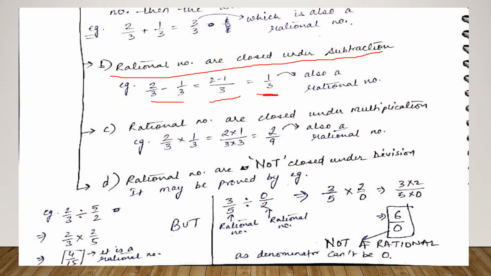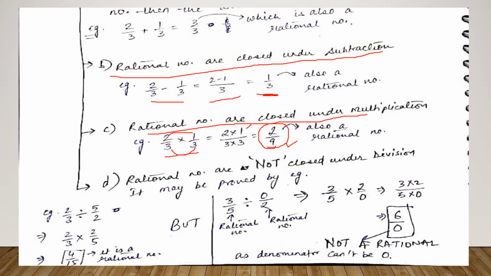Okay. Then third is rational numbers are closed under multiplication. Same thing. If you multiply two rational numbers, answer is also a rational number. How we multiply? We multiply the numerators, we multiply the denominators. So 2 ones are 2 and 3 threes are 9. You can observe this is also a rational number. So we can say rational numbers are closed under multiplication.